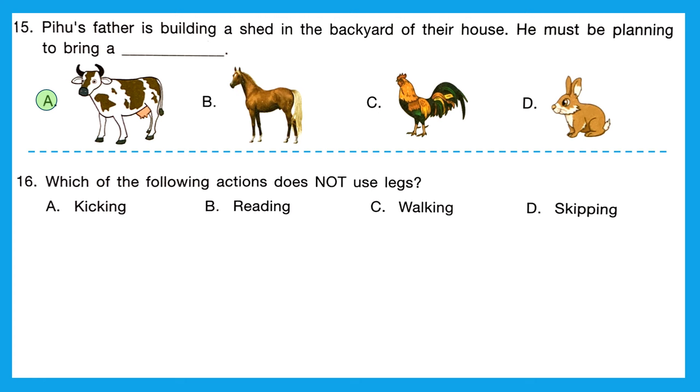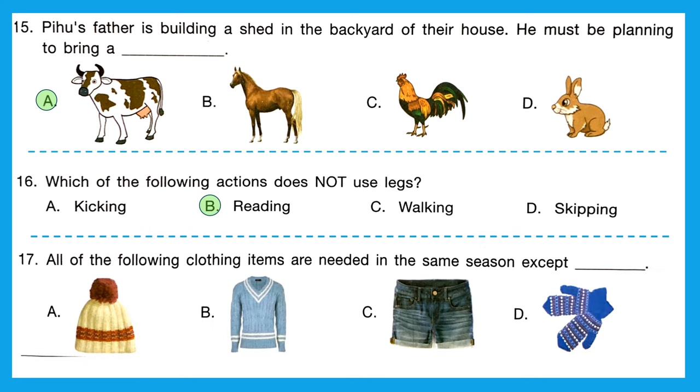Option C, walking. We do want legs for walking. Option D, skipping. Yes, we use legs for skipping. So reading is the one action which does not use legs. So our correct option is option B.